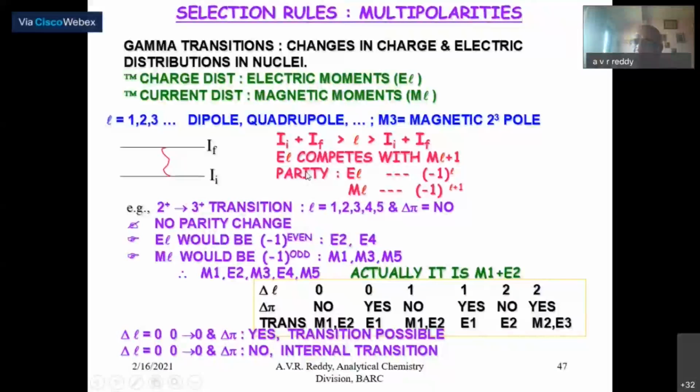As I told you, EL and ML plus 1 are the possibilities for a given L value. So for this L value you can have M1, E2, M3, E4, M5, all these. And as we go to the higher numbers, these become lower probability. Actually, the measured multipolarity of this particular gamma radiation is M1 plus E2. So these are the selection rules.